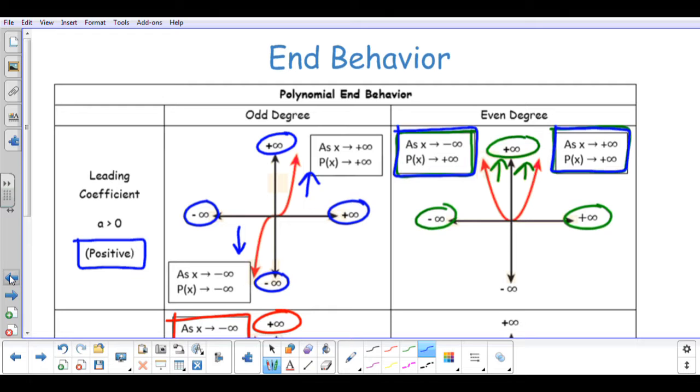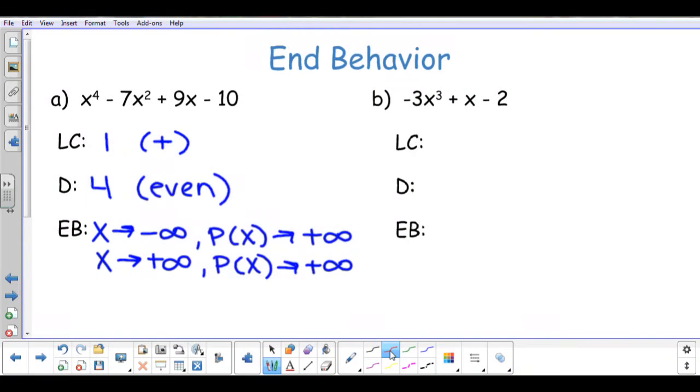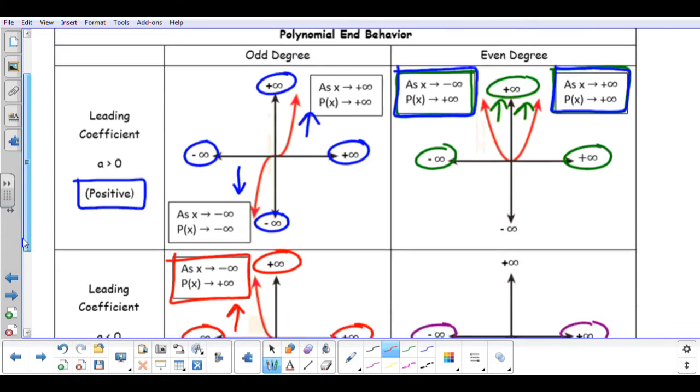In letter B, my leading coefficient is -3, which is going to be a negative number. And my degree is also 3, which is an odd number. So we're going to be in the second row, first column of our table.